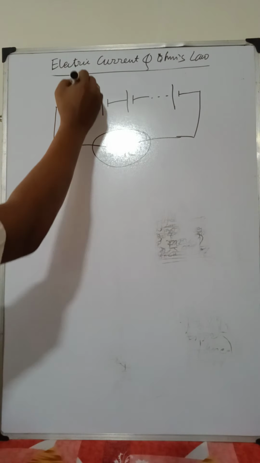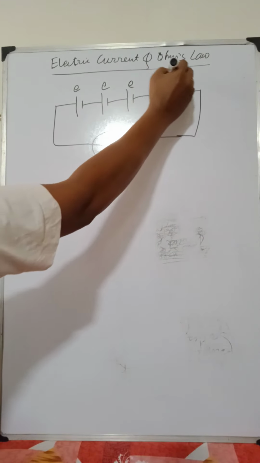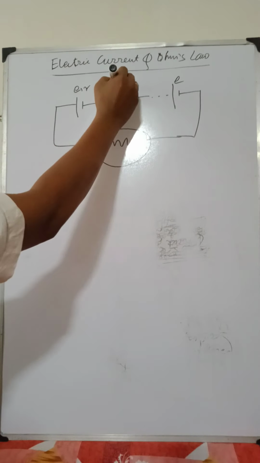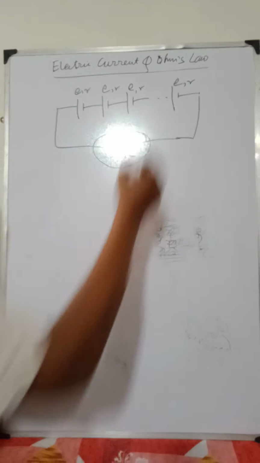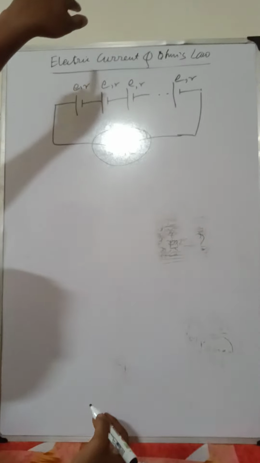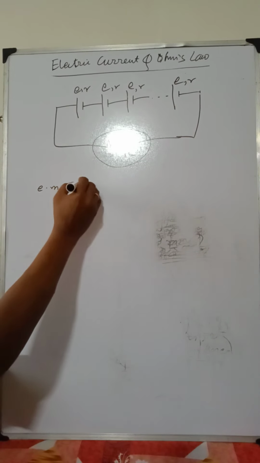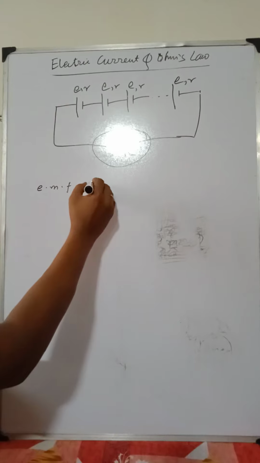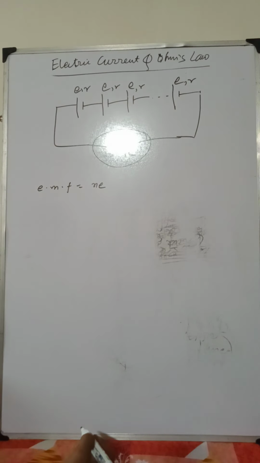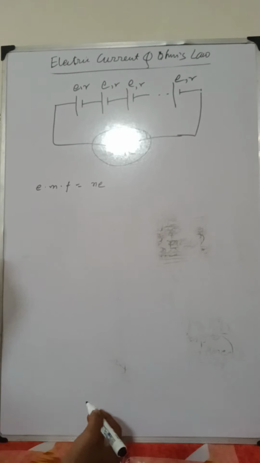The EMF of the cells are equal. For easier calculation, we take the EMF of the cells as equal, all having equal EMF E and internal resistance r. So the effective EMF of the total cells will be what? If there are n number of cells, that will be nE, isn't it? E plus E plus E, n times, so we get nE.